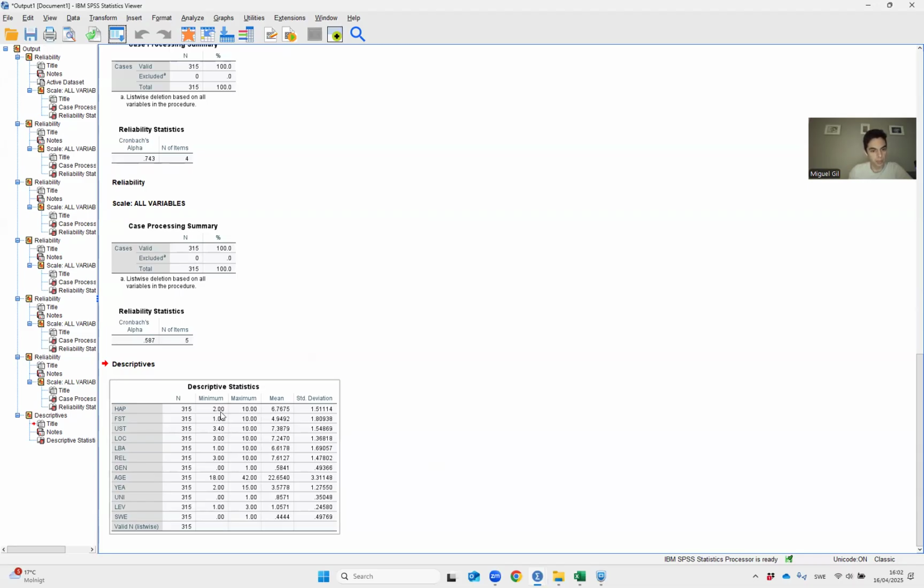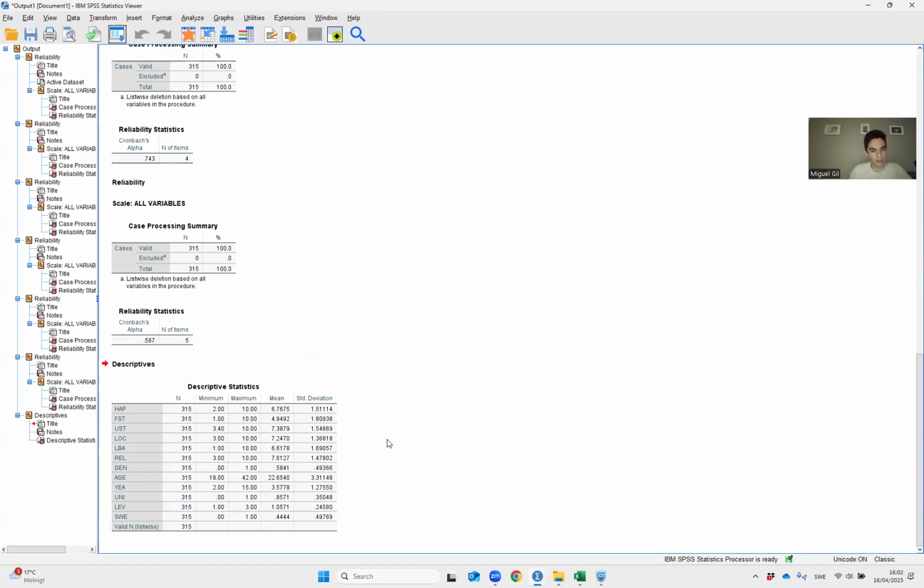So for example, for happiness, the saddest person is at 2, so we don't have an extreme version of someone who is sad, and the happiest person is 10. Maybe in university satisfaction, the lowest satisfaction is 3.4. The average is 7.3, which is quite high, because we would expect the natural average between 1 and 10 to be 5.5. So it's not that bad.